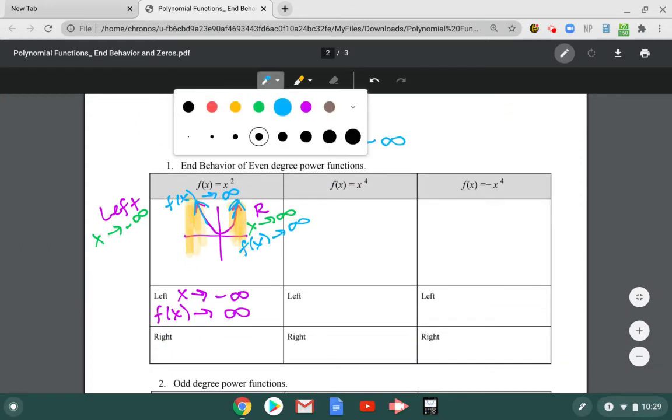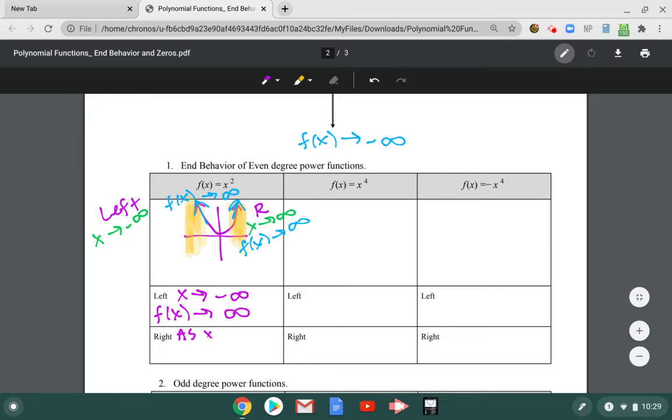Let's go ahead and put this into our little box here. I'm just going to add a little bit of wording here because I think it sounds nicer. As x goes to infinity, this means on the right side of the graph, what's my function doing? It's going up. So f of x is going up to infinity.